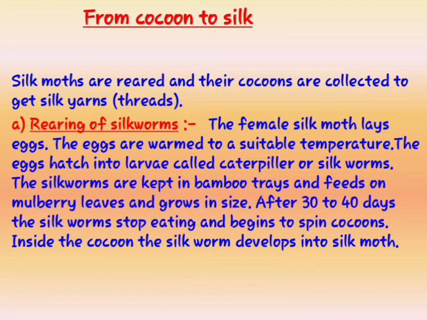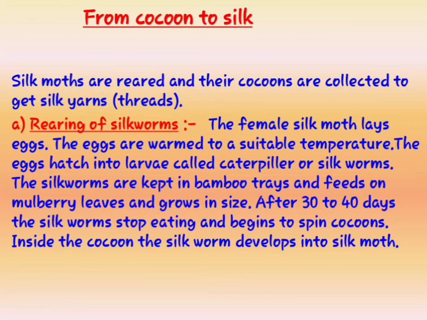How do you know that babies are kept in incubation? The same way, even the eggs are kept by giving them proper temperature with warmth. The eggs hatch into larvae called caterpillar or silkworms. The silkworms are kept in bamboo trays, I will show you the bamboo trays, and fed on mulberry leaves and grow in size.